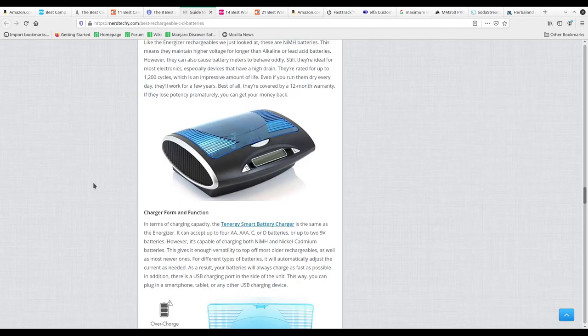Most of your bicycle headlamps are going to be very bright and use AA or AAA batteries. That's where this comes in.